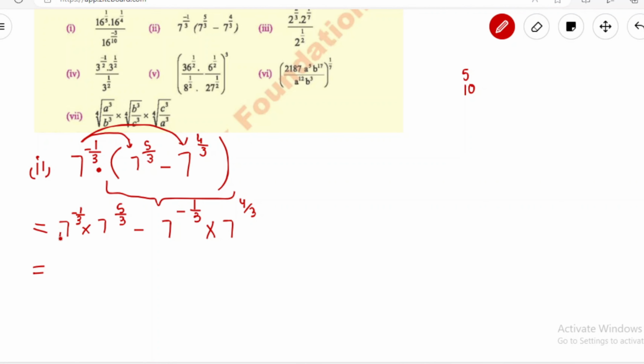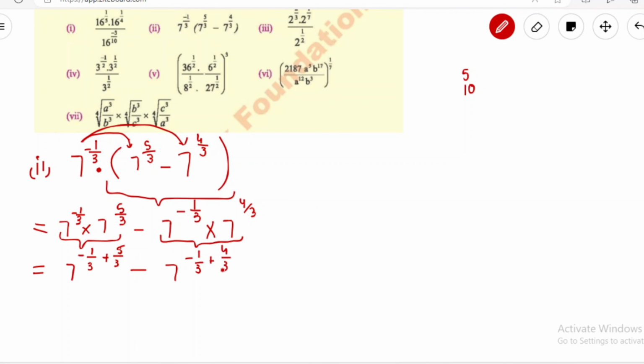If you look at this first term, we have two numbers with a similar base and they are being multiplied. When you have similar bases and they are being multiplied, we just add their powers. So the exponent is minus 1 by 3 plus 5 over 3 for the first term. And if we look at the next term, which is also having two numbers with a similar base being multiplied, we are going to add the powers. So minus 1 over 3 plus 4 over 3.